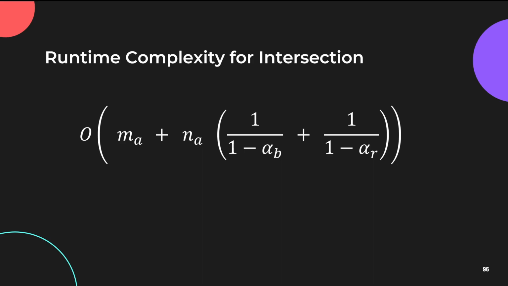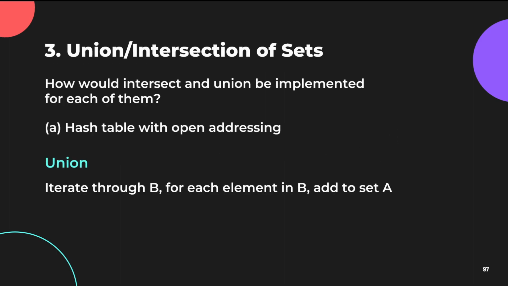Now, what about union? For union, right, we don't actually have to keep a results table, but we just have to merge the two tables together. Okay, if there's an intersection, then don't do anything. But if there's no intersection, then you have to add. Okay, so in this case, I will take another approach. For example, I will iterate through B. For each element in B, I'm going to add it to my set A. Okay, arbitrarily, both of them are okay.